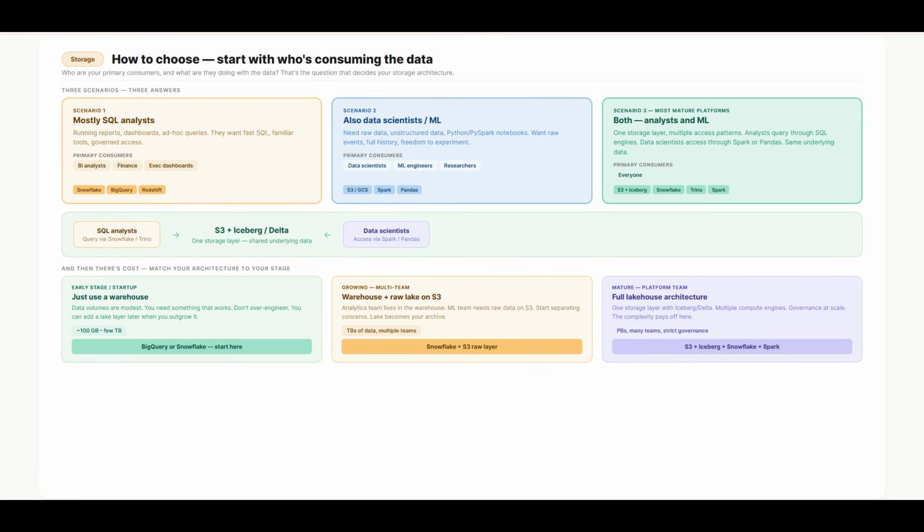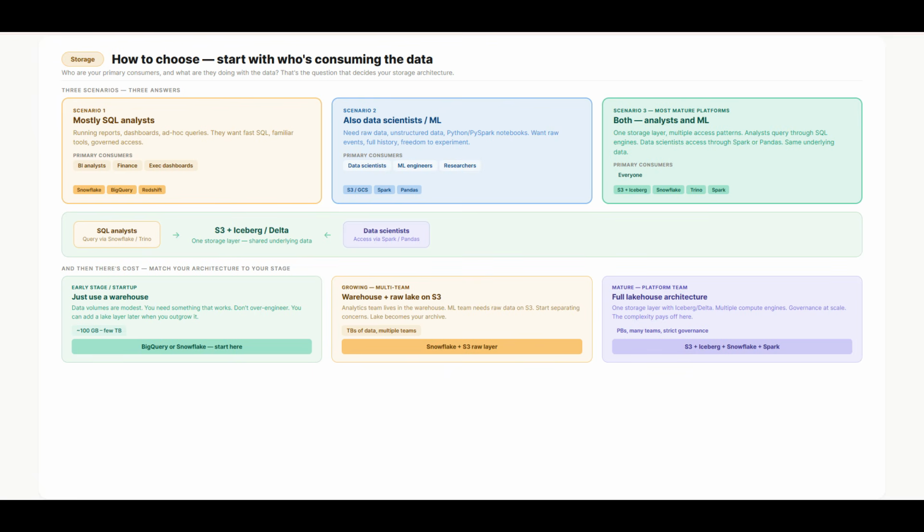If you also have data scientists or ML engineers who need raw data, unstructured data, or who want to run Python or PySpark notebooks directly on the data, you need a lake component too. They don't want pre-aggregated data. They want the raw events, the raw features, the full history.